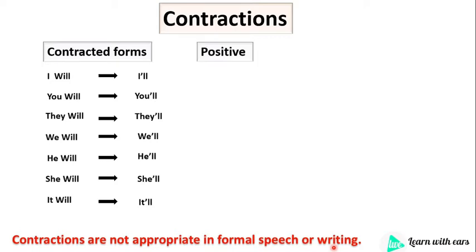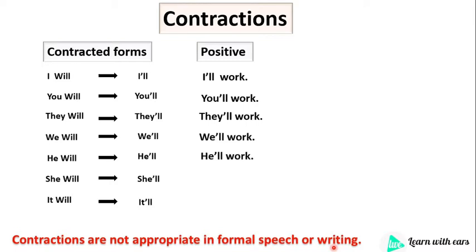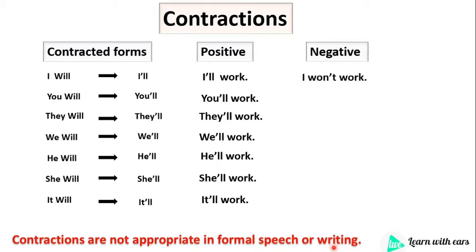Now let's see positive sentences with contractions. I'll work, you'll work, they'll work, we'll work, he'll work, she'll work, it'll work. Okay, now negative sentences are I won't work. Remember, will not is won't. I won't work.